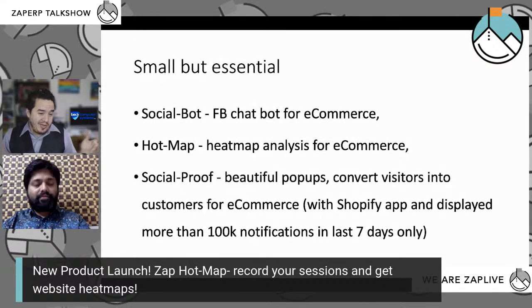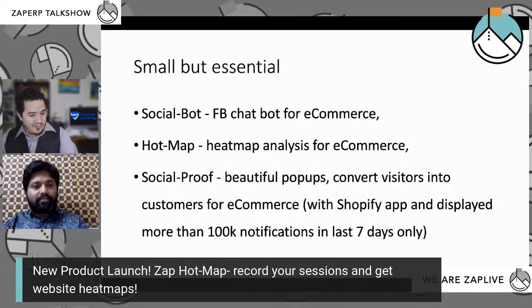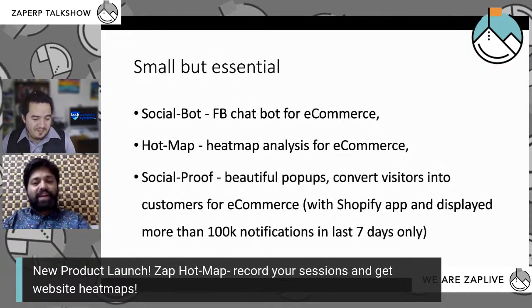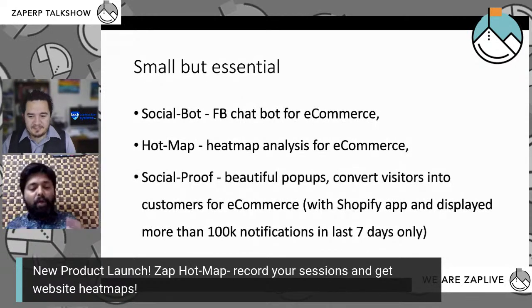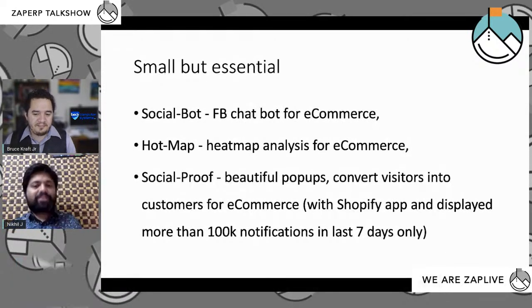And speaking of win-win, jumping into the third one, social proofs. So social proof is a pop-up solution again for e-commerce where you can display small but beautiful pop-ups to your visitors. It could be like a FOMO pop-up where you are saying that there is a sale for certain products, but it's ending. You can show that notification.